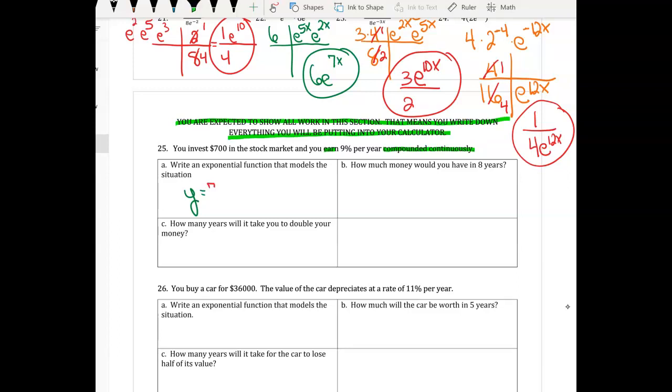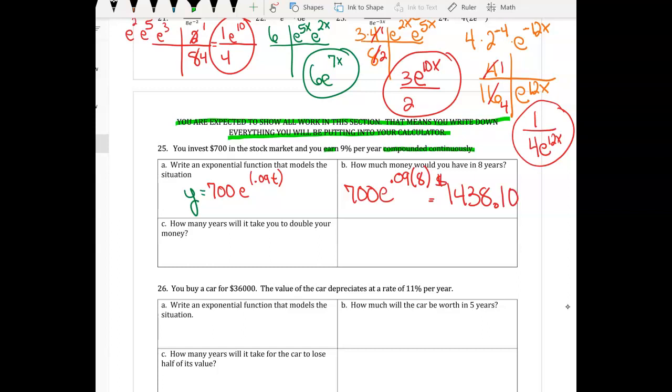All right, so I'm going to begin with 700. Compounding continuously is e. It's going to increase, so I'll have a positive rate of 0.09 to the t power. So how much money would I have in 8 years? All right, so I can just put 8 in there directly and then use the regular screen of my calculator and get this answer. Nothing special about this one.